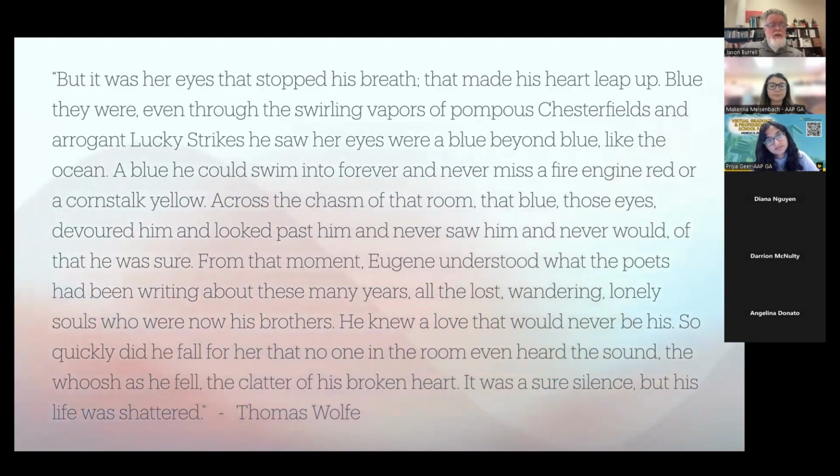He does use the verb to be. In fact, the third word is "was," but he's specific. He uses some delightful verbs. He uses some remarkable modifiers. It's not just red, it's fire engine red. It's not just yellow, it's cornstalk yellow. It's not just a big room or a wide room. That room has a chasm.